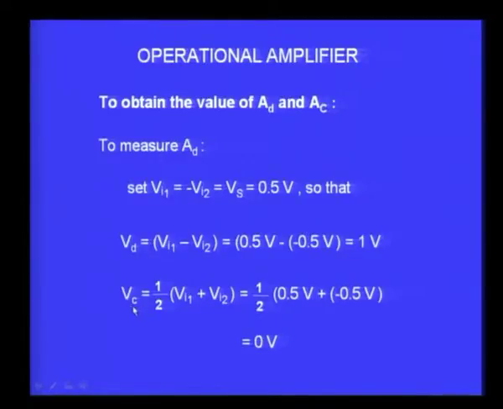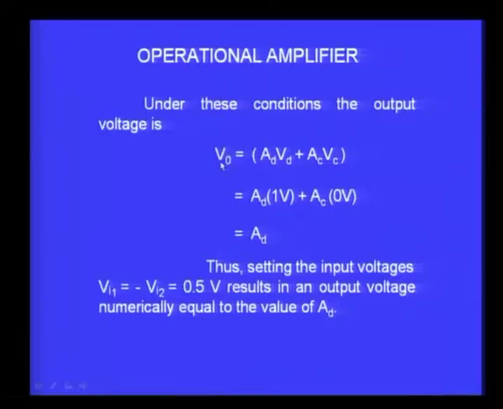And what is my VC? VC is half of VI1 plus VI2, the average of the two inputs, half of 0.5 plus minus 0.5, and this becomes 0, and therefore VC is 0. So what I have is VD equal to 1 volt, VC equal to 0, therefore the output V0 is equal to AD VD plus AC VC. We have AD into 1 volt plus AC into 0 volts, anything into 0 is 0, and therefore AD into 1 volt is AD. Therefore, if I now measure the output voltage, that in magnitude gives me the differential gain straight away. So that is one way to quickly measure AD.